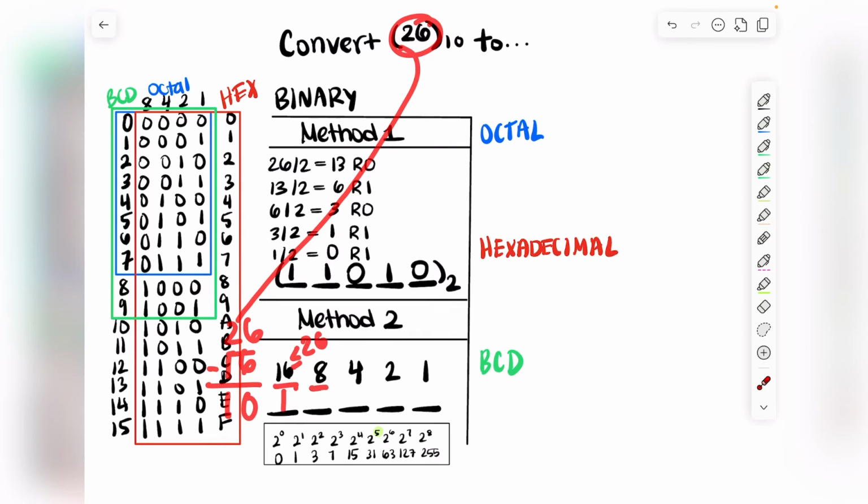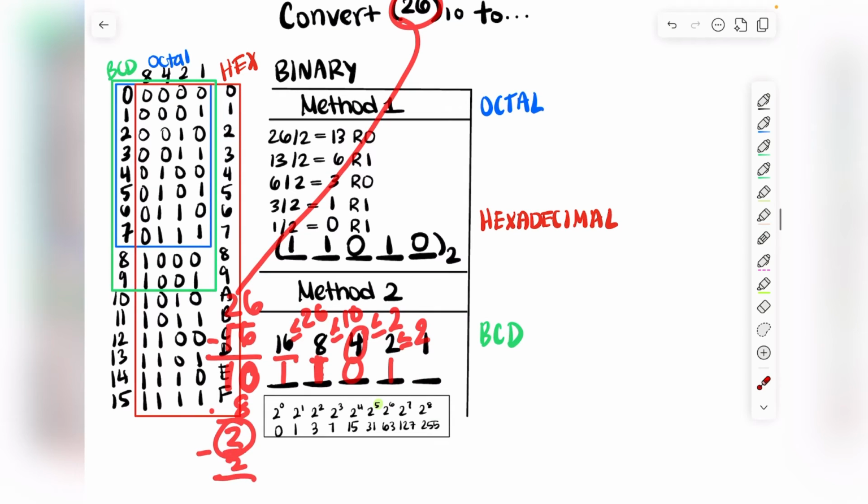Then you move on. Is 8 less than or equal to 10? Our new answer. Yes. So 1 for yes. And then we subtract 8. We're left with 2. Then you move on. Is 4 less than or equal to our answer 2? No. So 0 for no. And then you move on. So you only subtract when you have a 1. Is 2 less than or equal to this answer 2? Yes. So 1 for yes. And then you subtract 2 and you're left with 0.